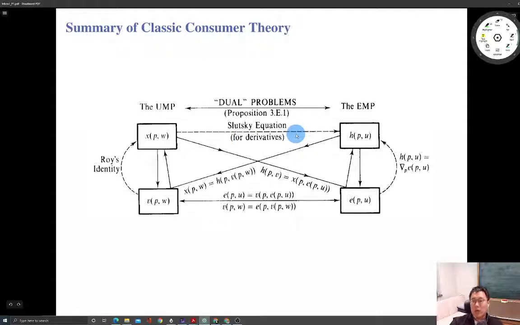So we can infer the responsiveness of Hicksian demand from the Slutsky equation. The benefit of working with Hicksian demand is that we can make a better prediction about consumer behavior, so we can make a better estimate of the welfare change.